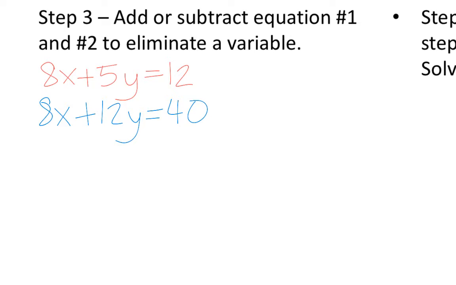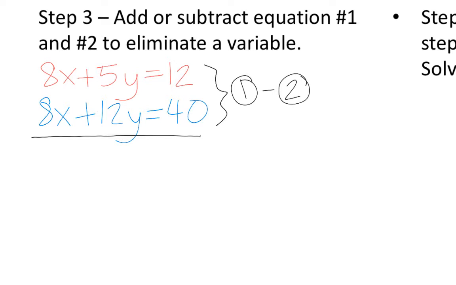Why did we manipulate it? We manipulated it because we wanted one pair of like terms to be exactly the same. So 8x is identical to 8x. That is what we wanted. Now we want to add or subtract these two equations such that one of the variables gets eliminated. Now, I already know that you need to subtract these two equations. However, if you added, you would quickly realize that that was not the right route to use, and you would have backtracked and used subtraction. So let's write a little note that equation 1 is subtracting equation 2.